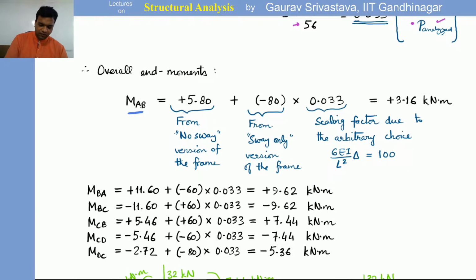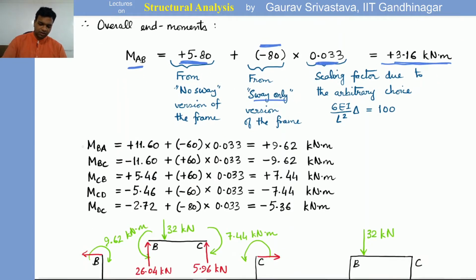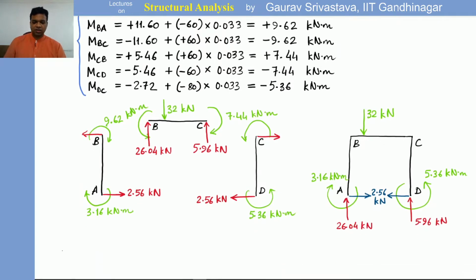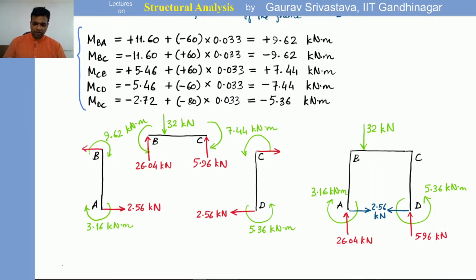So we write the first one, which is the no sway version of the frame, right? So that is plus 5.80 times the moment which comes from the sway only version, which is when we apply the horizontal force, right, times the multiplication factor which we just calculated. Okay, so that gives the overall moment MAB. And like this we can calculate all the other moments by combining the non-sway and the sway versions, right, with appropriate scaling factor. And once we calculate all of these moments, we can again draw the free body diagrams, as you can see here.